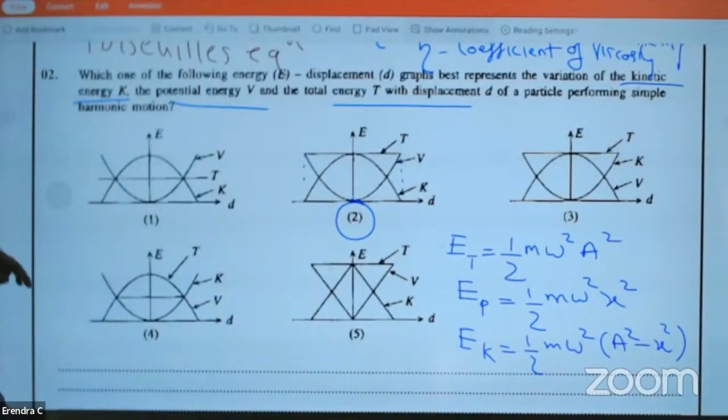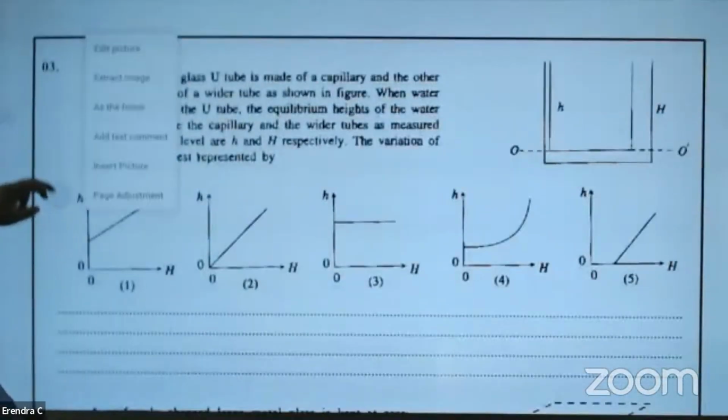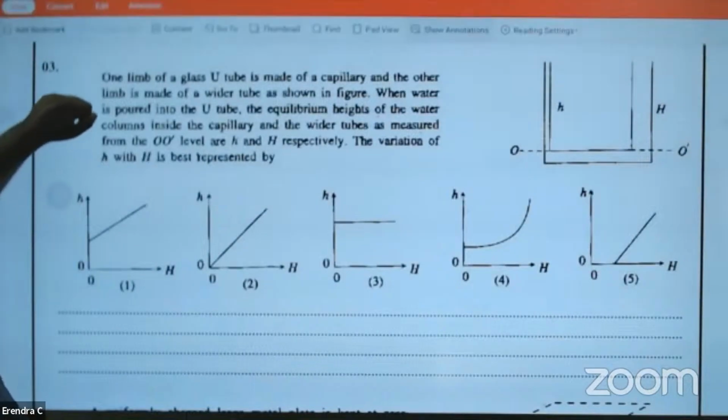Okay, right. I'm sure all of you would have got that correct. Okay. Carefully look.